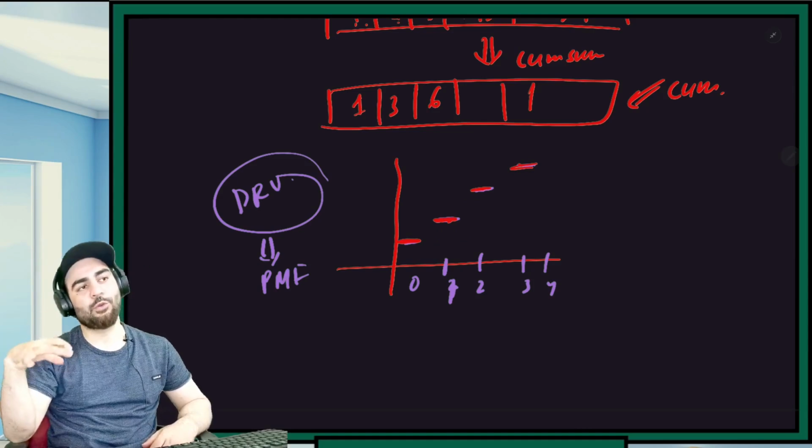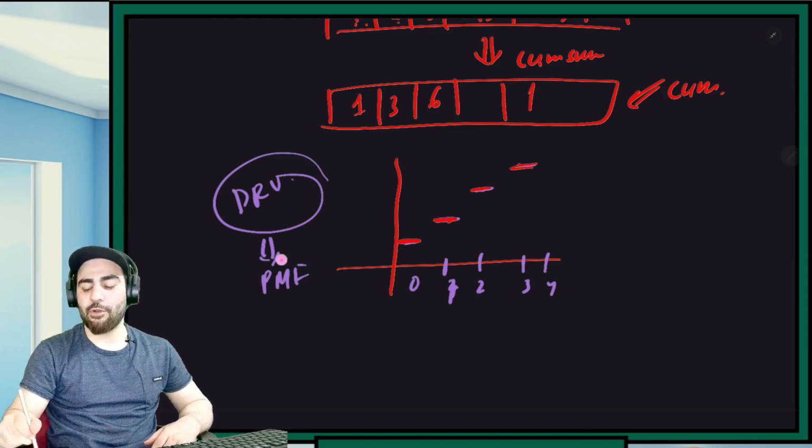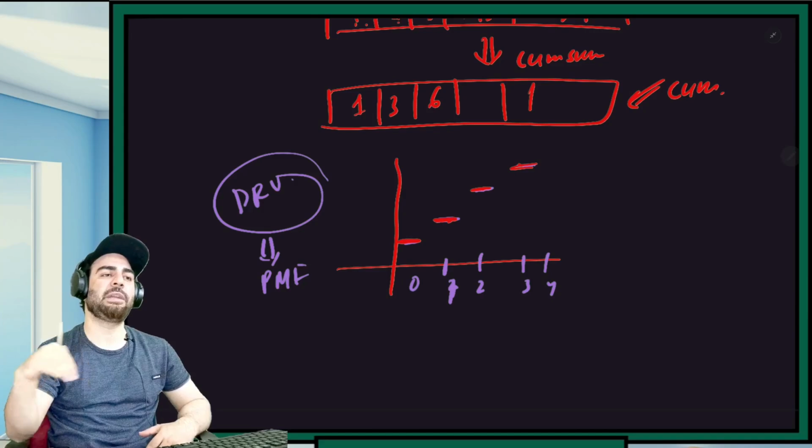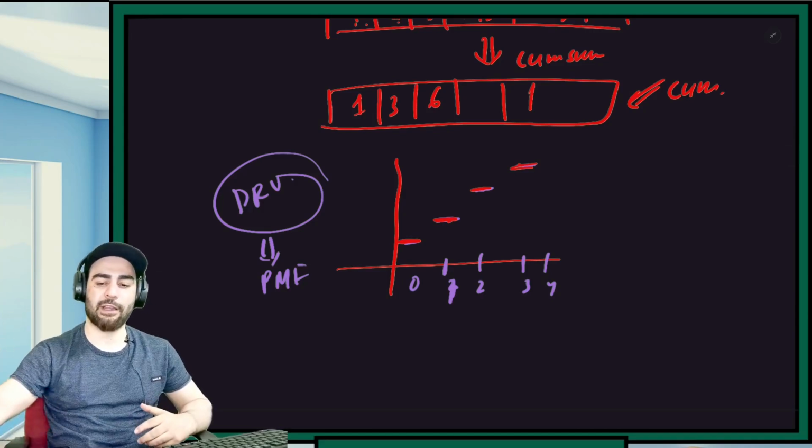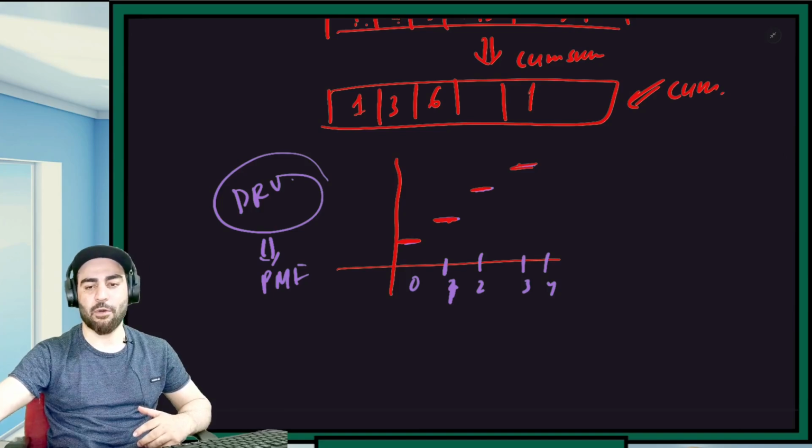When we go to continuous random variables, we will not define a PMF there. We will define what's called a PDF, probability density function, because the mass function has a problem there. So we have to redefine it. Any questions on this?